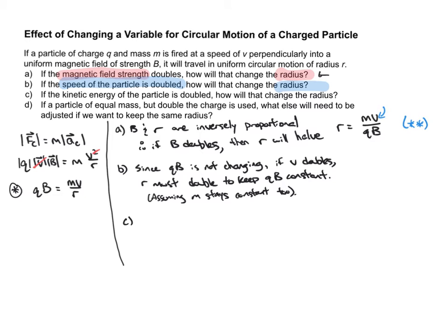C is a bit more interesting. If the kinetic energy of the particle is doubled, how will that change the radius? We have to actually make an assumption here. How do we double the kinetic energy? Probably by making it go faster. But how much faster? So remember, K equals half mv squared, or v equals root 2K over m. So if I double the kinetic energy, I actually increase the speed by a factor of root 2. So doubling K increases v by a factor of root 2.